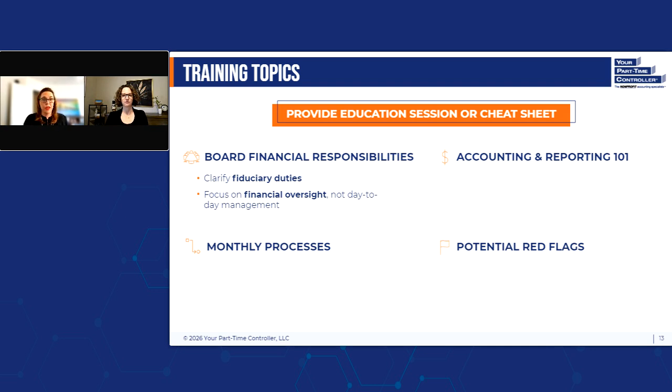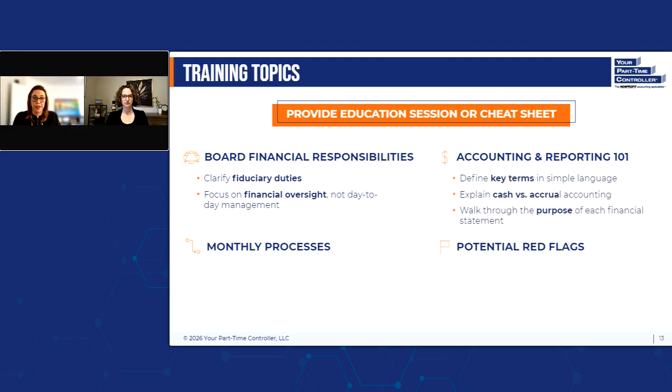Next is accounting and reporting 101. There can be a ton of things in this category of training, honestly. But start with some basics like defining key terms. You know, accountants throw around terms like assets and liabilities and receivables, but to a non-accountant, those might not make sense, right? So it's really important that we provide definitions of important key terms like that.